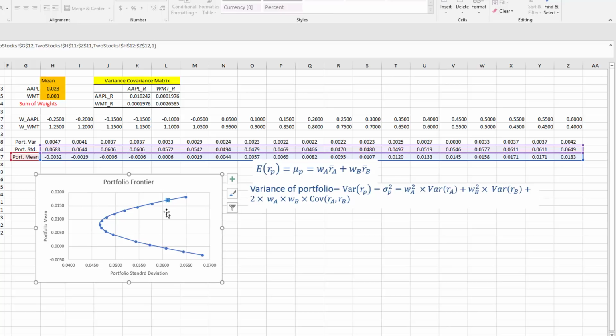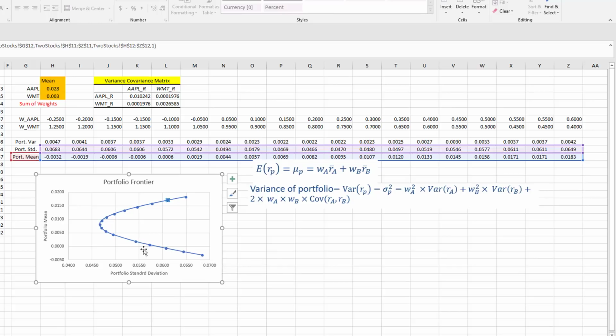The standard deviation is slightly more than 0.06. But for the third point from the lower right corner, the mean is almost less than 0, negative, and the standard deviation is the same. That means this point is inferior, inefficient as compared to the top point, right? That's why any point which lies on the upper part of this curve is called the efficient portfolio frontier. Any points in the lower part of this curve are called the inefficient portfolio frontier.